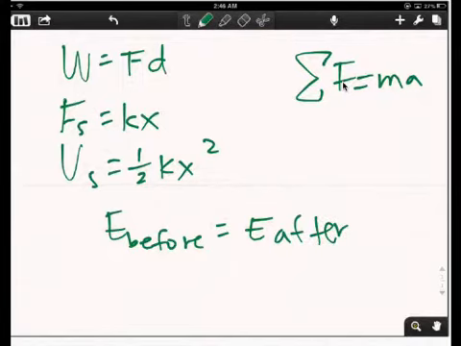I want you guys to try some on your own now. I'd like you to try number 64 and 65 on page 67, and number 64 and number 67 on page 14.